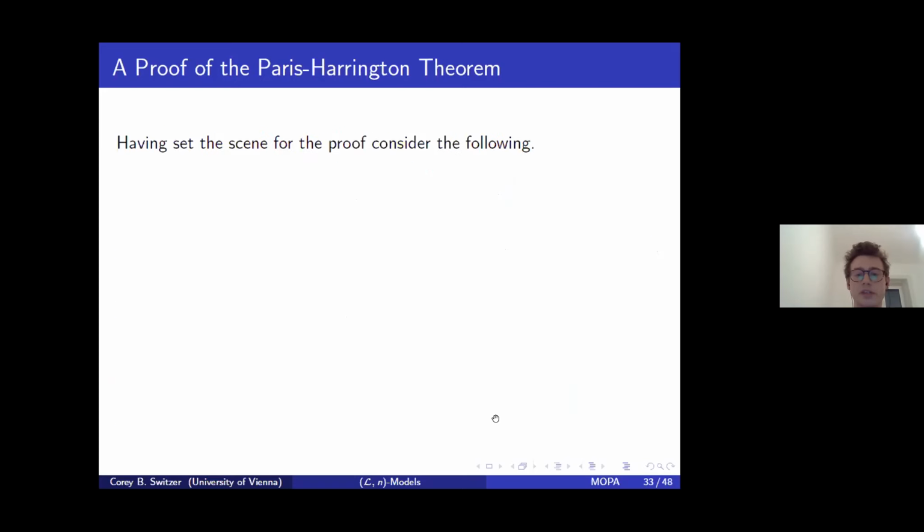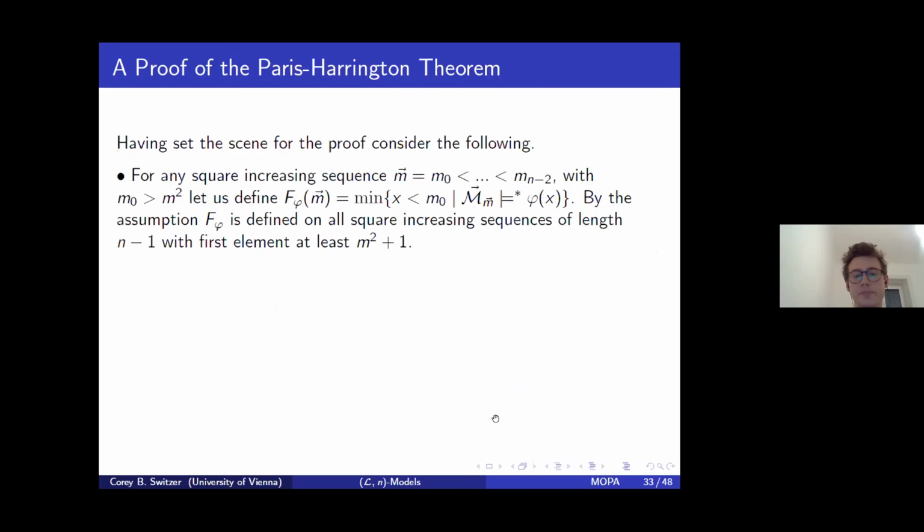All right, now having set the scene, let's prove the theorem. If I take any square increasing sequence, so that the first element is greater than m squared, I can define a function f sub phi of m vector to be the least x so that m vector, little m vector, fulfills phi of x. And this function is defined on all square increasing sequences of length m plus 1, whose first element is larger than m squared, by my assumption that every LN model like this thinks that there is a witness to phi.